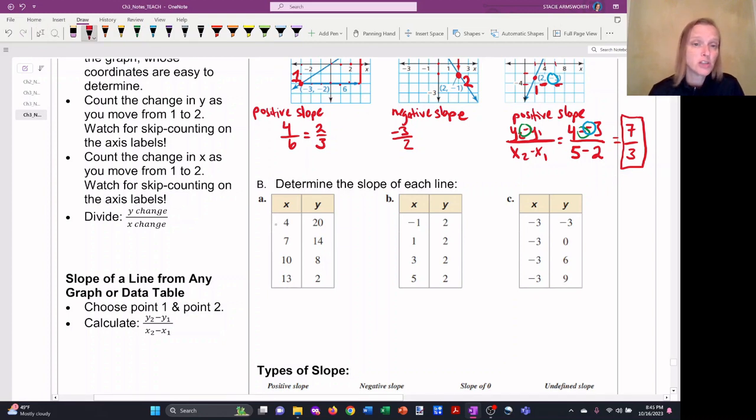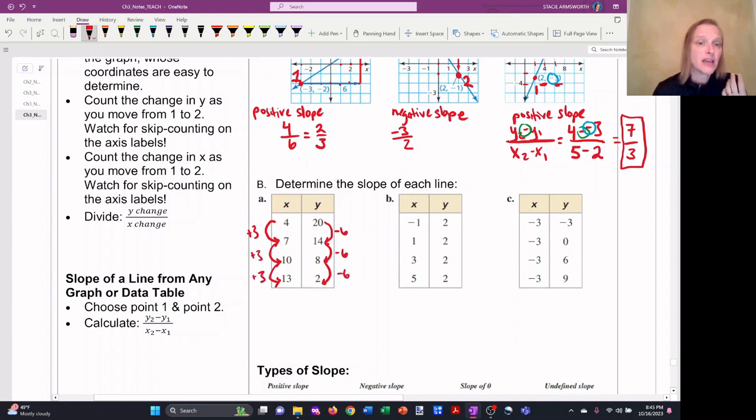One thing is you can look at your table of data and you can see if the data are regularly spaced. So as I go from 4 to 7, that's plus 3. As I go from 7 to 10, that's plus 3. As I go from 10 to 13, I'm adding 3 every single time. Similarly, in the y direction, as I go from 20 to 14, I'm subtracting 6. As I'm going from 14 to 8, subtracting 6. 8 to 2, I'm subtracting 6.